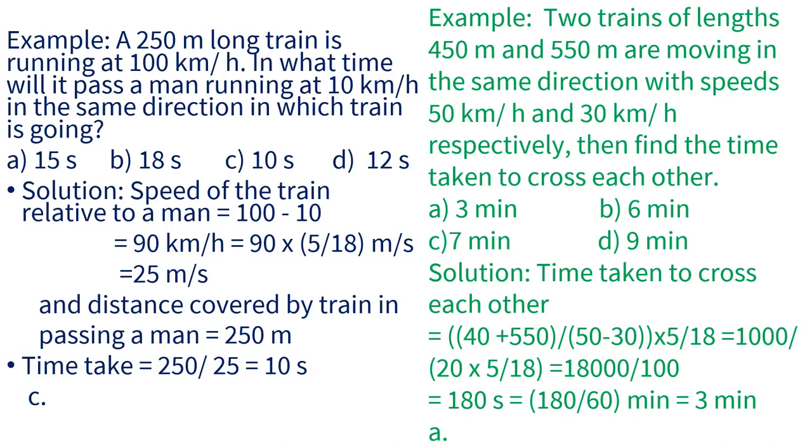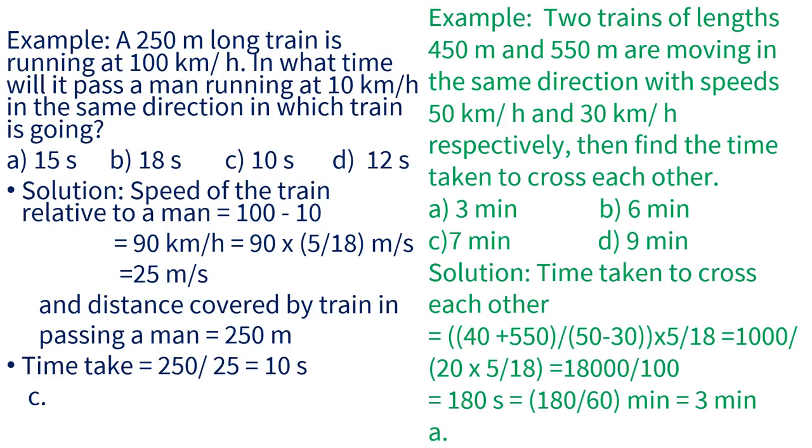Two trains of length 450 meter and 550 meter are moving in the same direction with the speeds 50 km per hour and 30 km per hour respectively. Then find the time taken to cross each other.